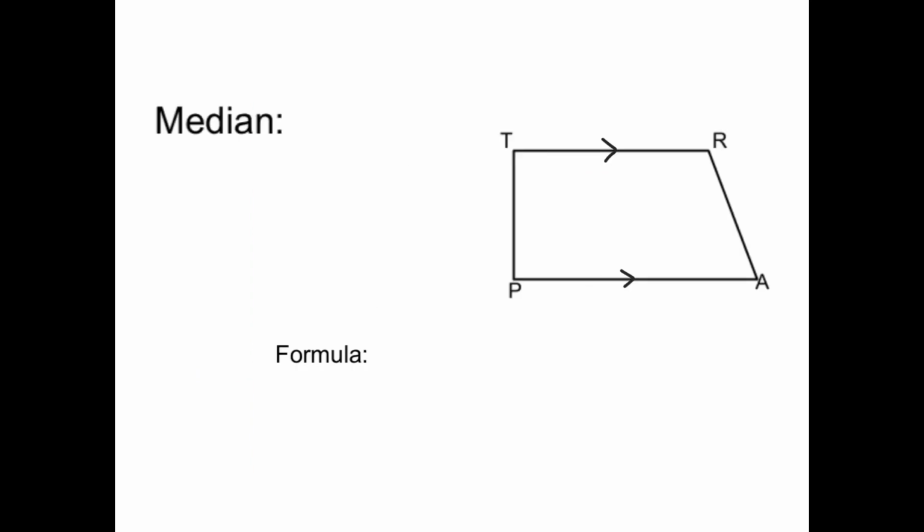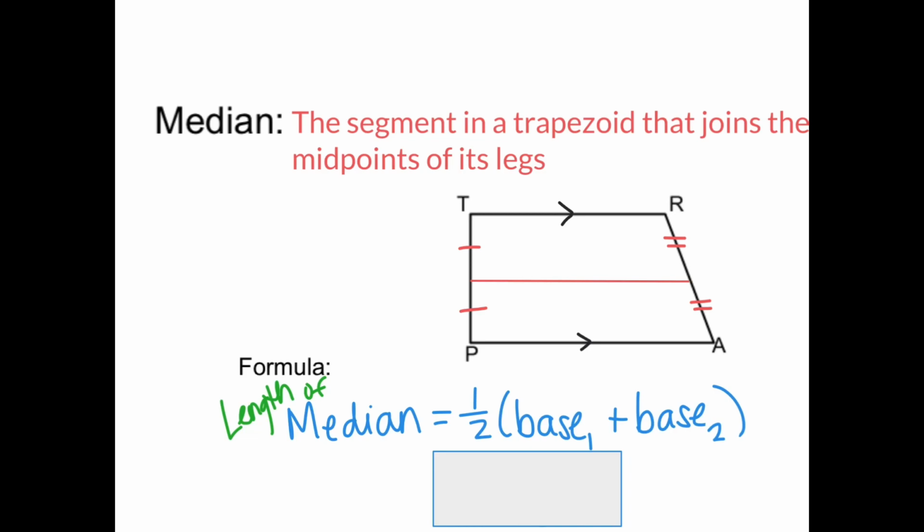Okay, let's take a look at the median of a trapezoid. The median of a trapezoid is the segment in a trapezoid that joins the midpoints of its legs. So focusing on the word midpoints, let me go ahead and label this here with an M and a D. So this midpoint cuts TP in half, so I've labeled each of those halves congruent, and the midpoint over here, D, cuts RA in half, so these are congruent. Notice that these are using 2 tick marks and these are 1 because there's nothing saying that TP is congruent to RA. It's just that the midpoint cuts it in half, whatever it is.